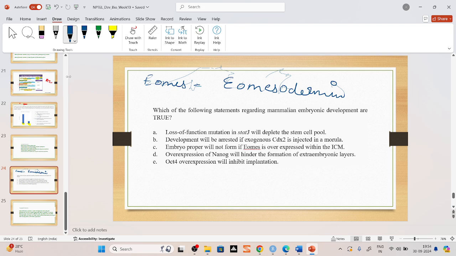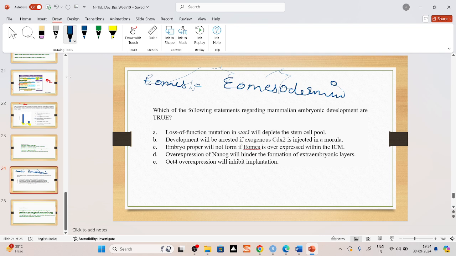And it promotes the formation of a proper embryo. Now it is just the opposite case, just like that of eomes. If eomes are more expressed in the inner cell mass, then inner cell mass will not be formed and only trophoblast will be formed. If nanog is overexpressed, then inner cell mass would be formed, but the extra embryonic layers which are coming from the trophoblast would not be formed.